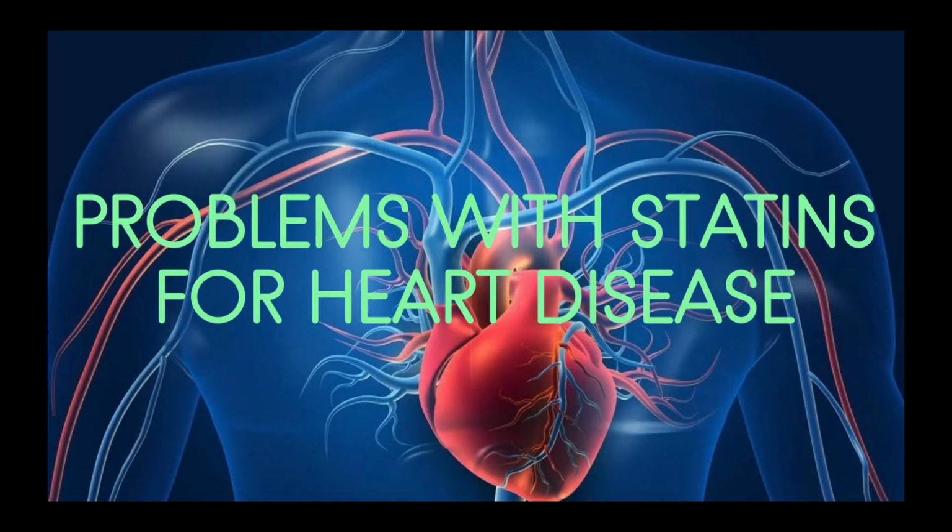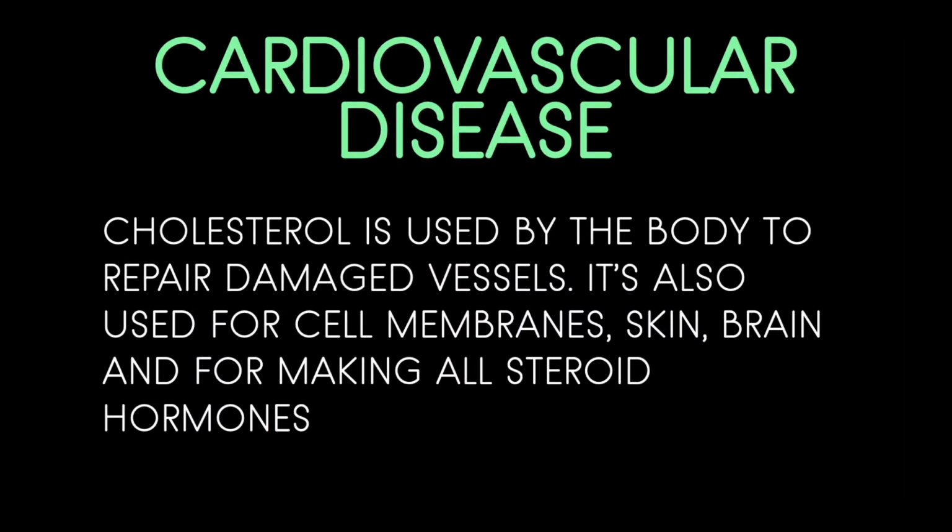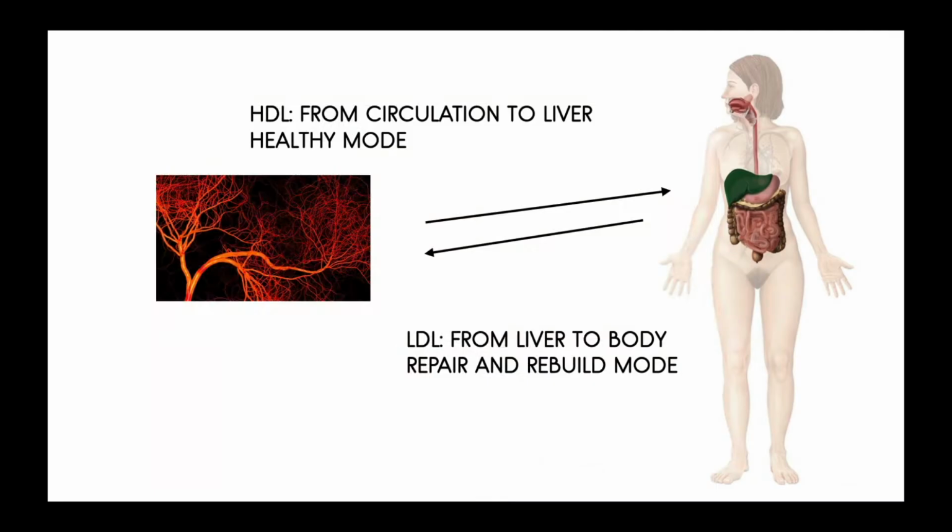Now, if we take a look at heart disease, which is also another condition associated with too much CDR2, then the primary focus has been on lowering cholesterol. And cholesterol is used by the body to repair damaged vessels. It's also used for making cell membranes and the skin and the brain, and for making all steroid hormones. So here's the deal.